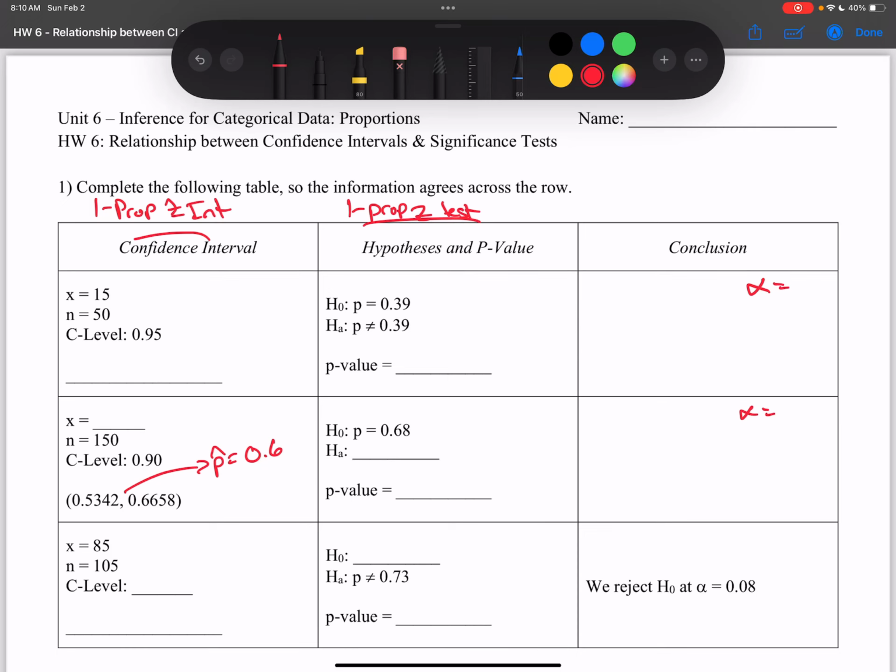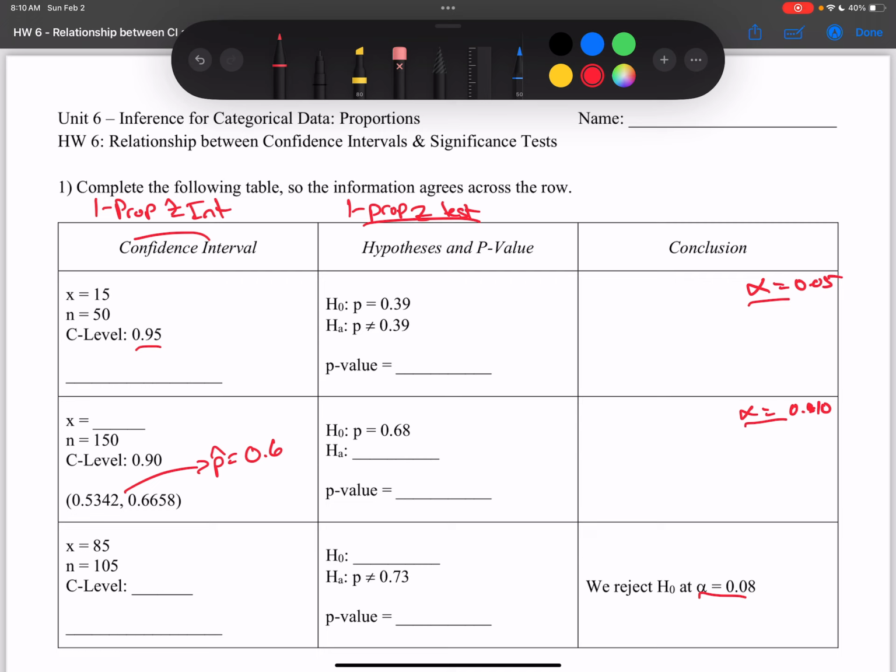All right, so for number one, we're trying to fill out this table. Let's look at some of the easy information first. Okay, so we look at our alphas, and that can help us to find our alphas. We need to look at our confidence level. So the confidence level here is 0.95, means the alpha is 0.05. Remember, they have to add up to 1, which means for the second row, 0.9 means our alpha is 0.1.